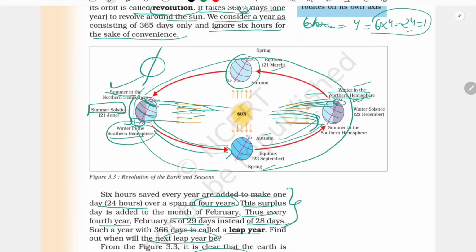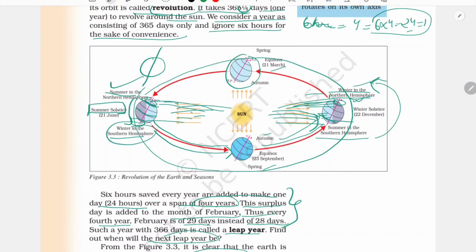But in the southern hemisphere, this Tropic of Capricorn, they will be getting more sun rays. Here it is the Tropic of Capricorn, this portion. So they are getting more sun rays, more heat. So they will be experiencing summer here in the southern hemisphere, whereas winter in the northern hemisphere.